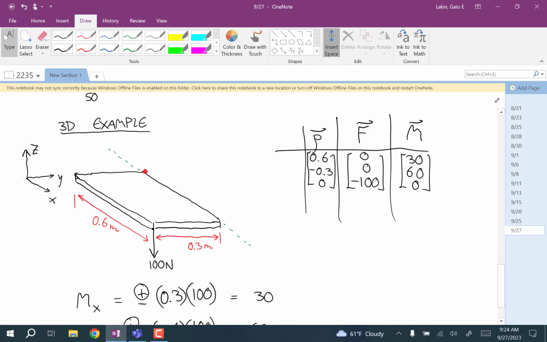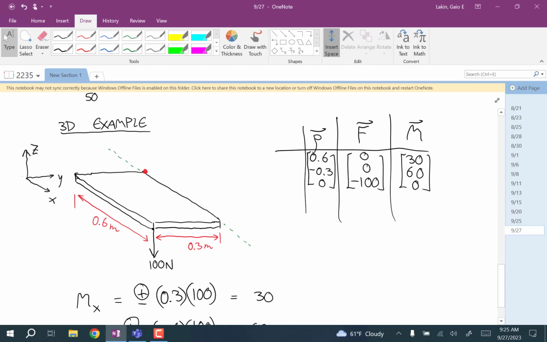Right-hand rule is always a relationship between a vector and a rotation. So your thumb is the axis, and your fingers are the rotation. So this force, if we're considering the rotation around the x-axis, is rotating this way. So if you do that with your fingers, your thumb is pointing in the positive x direction. Okay, that helps a lot. Great. So, any other questions?